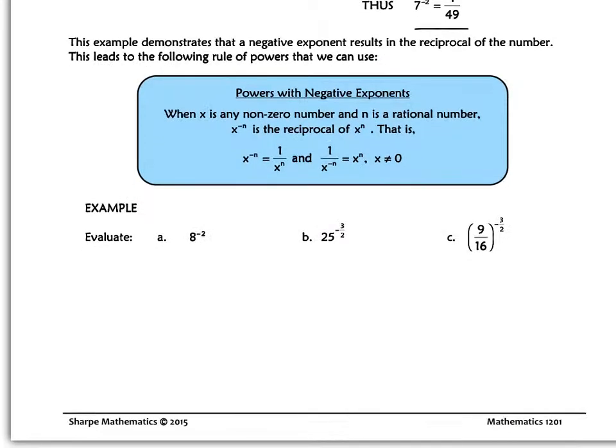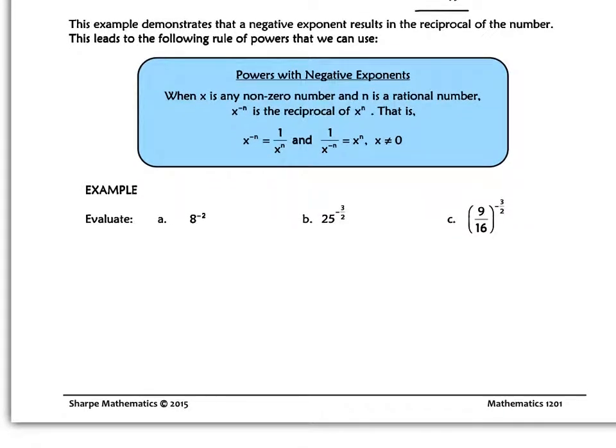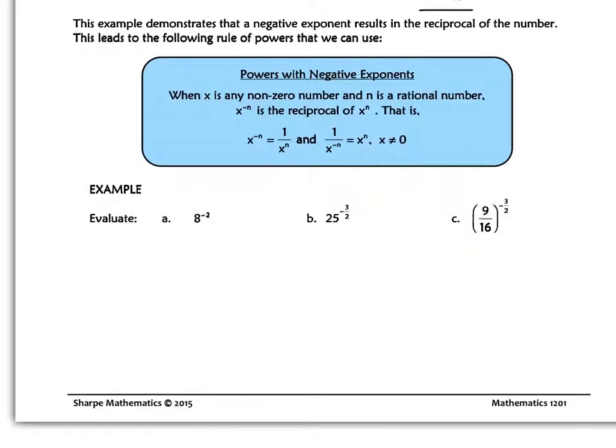So when we have negative exponents, we can redefine a negative exponent in terms of a positive exponent. So x to the negative n can be defined as 1 over x to the n. Similarly, 1 over x to the negative n can be defined as x to the positive n. Provided, of course, x is not 0, because if x was 0, then we'd have a 0 in the denominator, and that's undefined.